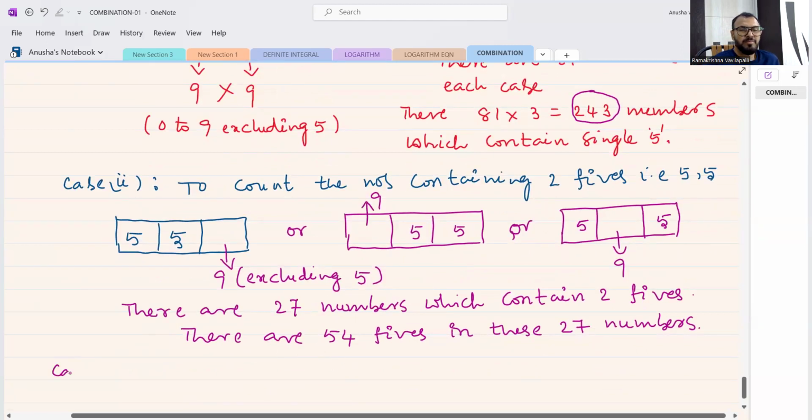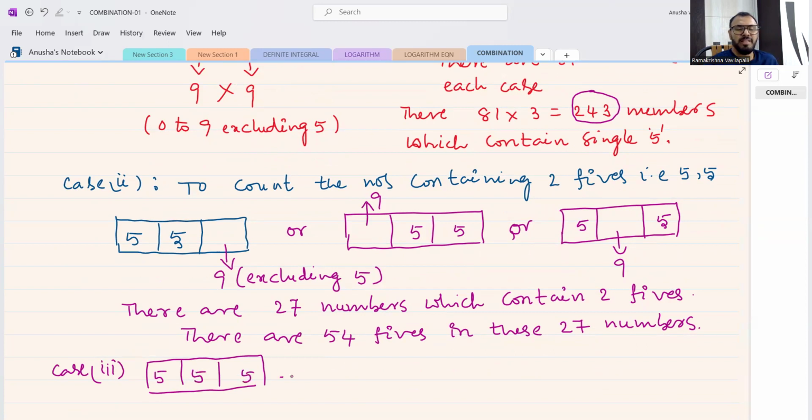Now case 3. The numbers which contain three 5s, that is only 1. 5, 5, 5. There are three 5s. Again, I am telling you, whether you list out 1s or 2s or 3s or 4s or 5s or 6s or 9s from 1 to 1000, you will get the same number.